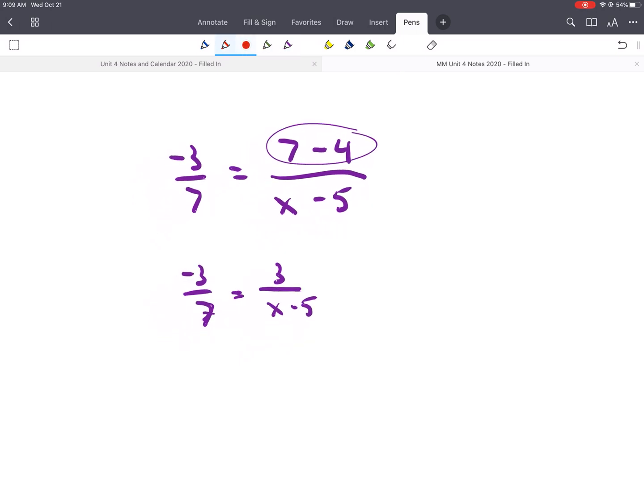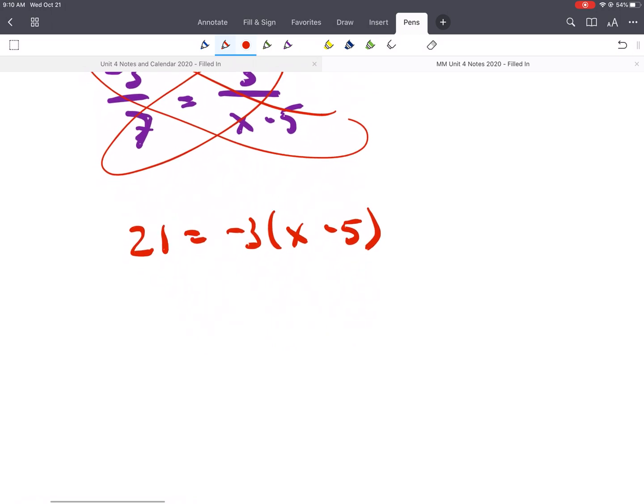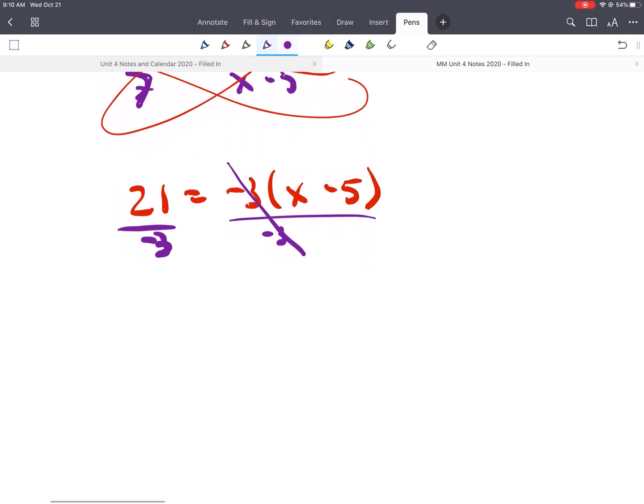Cross multiply, so 7 times 3 is 21. And then we'll multiply those. That gives us negative 3 times x minus 5. Another thing you could do, instead of distributing, is divide both sides by negative 3. Sorry, my 3's are struggling today. That would give you negative 7 is equal to x minus 5.